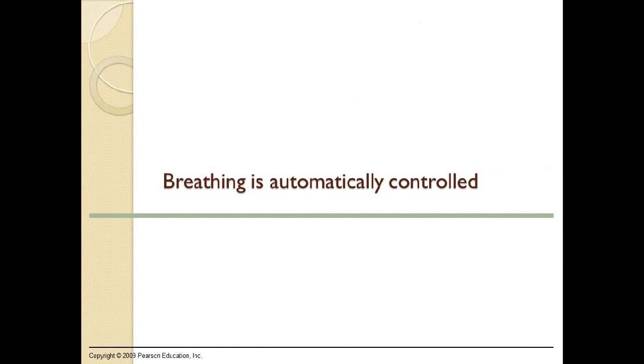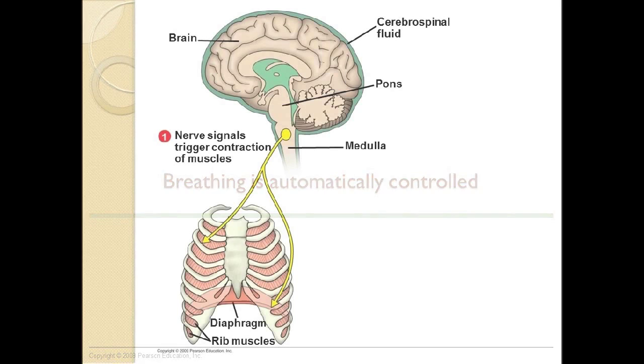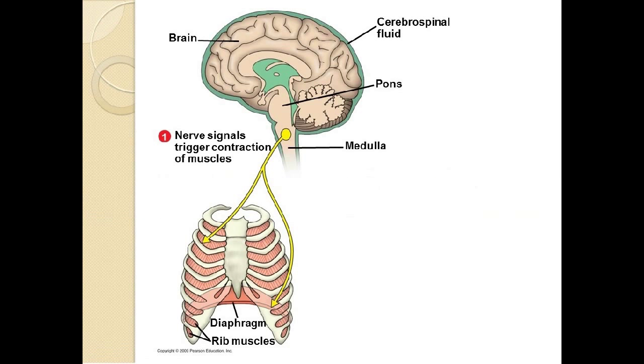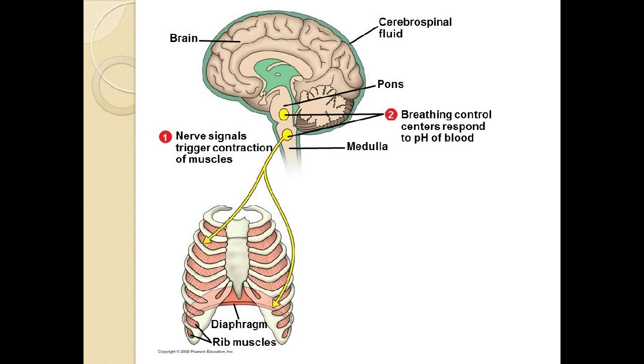Breathing is automatically controlled. Most of us think that breathing is an involuntary movement. Well, that is not the case. There are actually what we call breathing control centers located in the brain, called the medulla oblongata. The nerve from the breathing control centers signals a motor nerve in the spinal cord, which controls the diaphragm and the rib muscles, allowing them to contract, causing you to inhale.